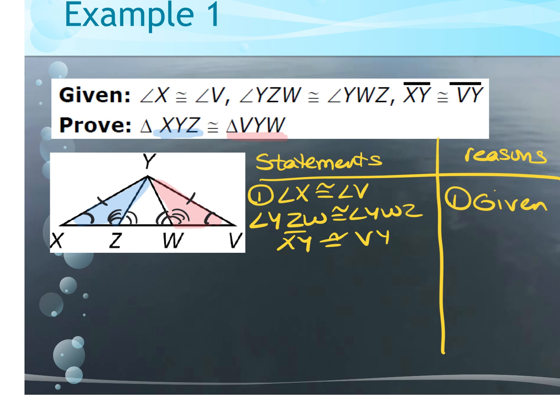So what I'm going to bring in is the fact that I've got a linear pair here and a linear pair here. So what I'm going to state here is that, let me do it over here so I've got lots of room, angle XZY and angle YZW are a linear pair.